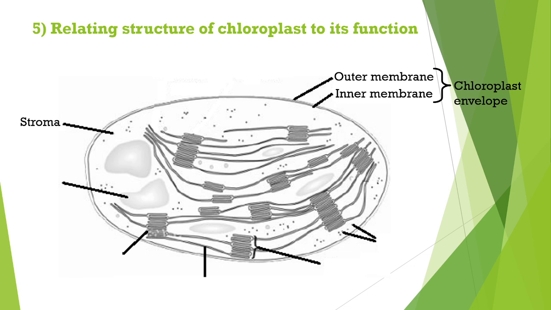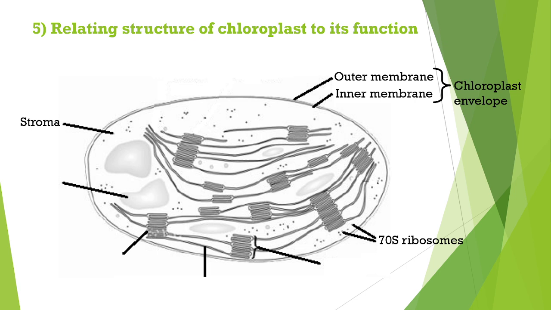Right, so outer membrane, inner membrane. There's a very, very thin intermembrane space in between, but functionally it's not so significant, so we won't be looking at the intermembrane space, unlike the mitochondria. Also, very seldom will we individually highlight the outer or inner membrane. Usually we just call it the chloroplast envelope, right? Because functionally they are together.